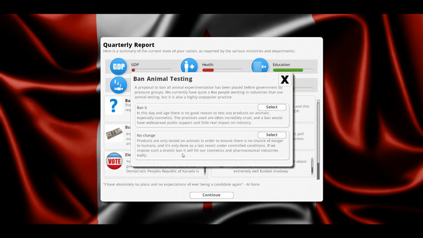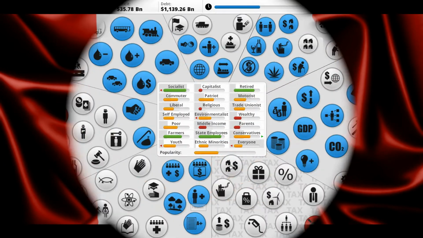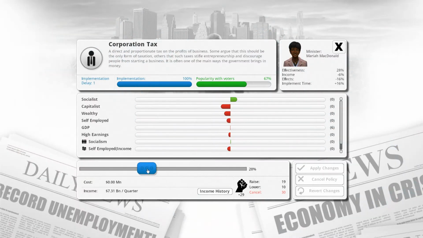Ban animal testing. Yeah, I don't want to hit the industries too badly. Actually, yeah, I do. Pleases the liberals, and I'm gonna piss the capitalists off next turn anyways. So, where's that corporate tax? Here it is. It moved itself over here now. Love it when the game does that.